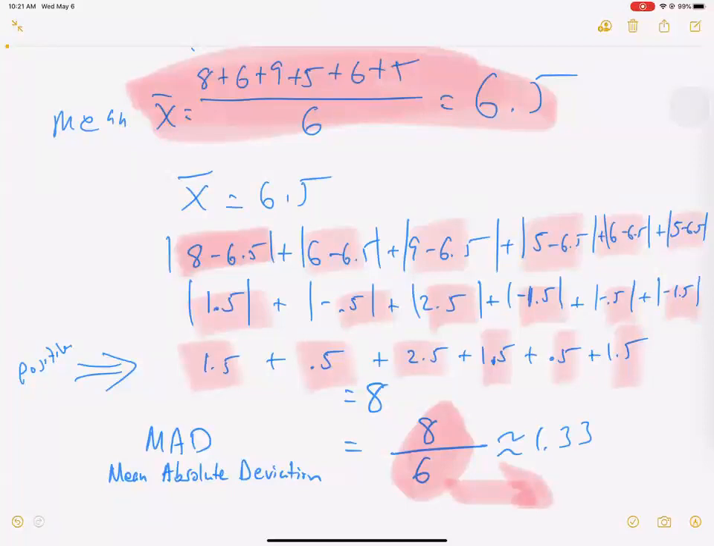So we need to be able to do these 2 main steps. First step, find the mean. Second, add up all the differences and then divide by the number to find the average difference, the average deviation.